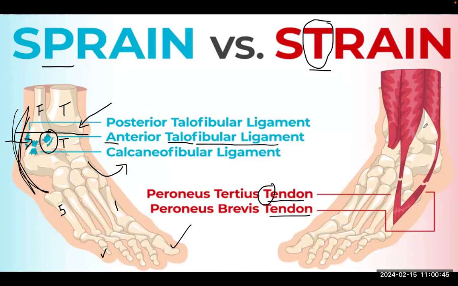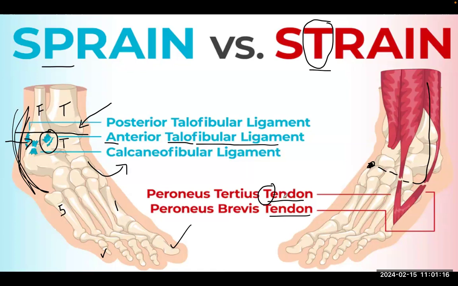We have peroneus tertius, we have peroneus brevis, and there's another one, it doesn't quite show it, but there's another peroneus longus that goes like this and goes underneath. I'll make a dotted line like that and attaches here to the inside. So that too can be strained. Peroneus longus, peroneus brevis, and peroneus tertius.